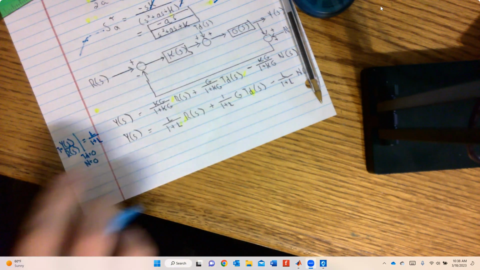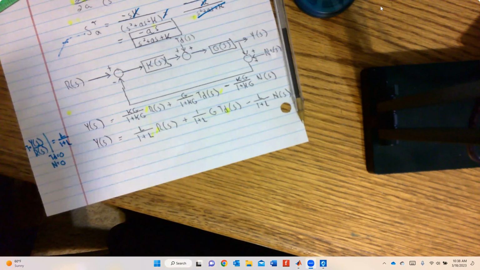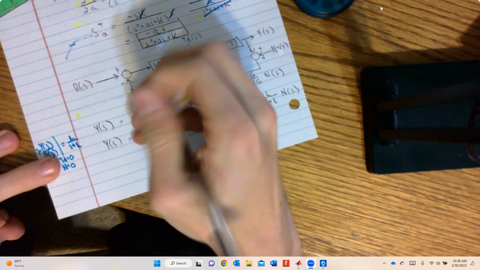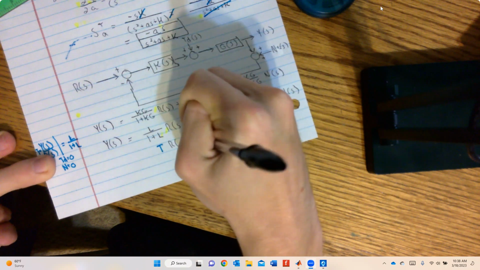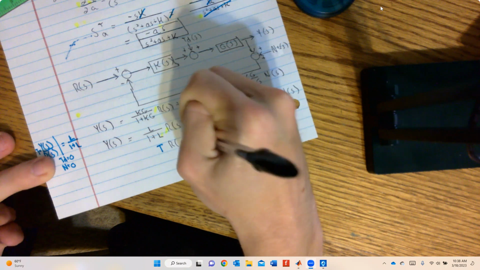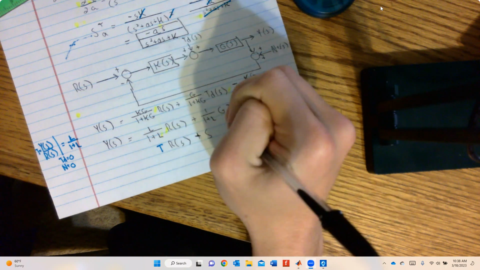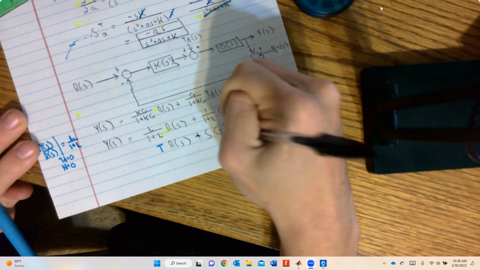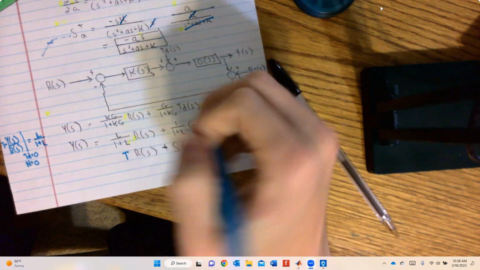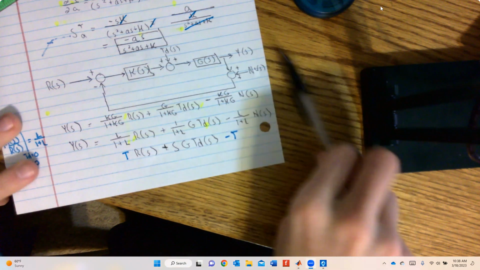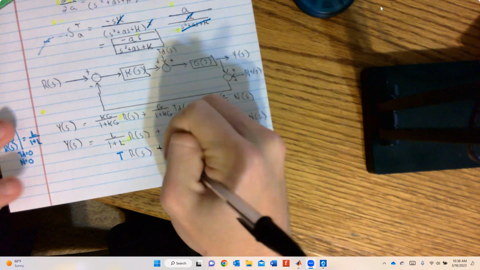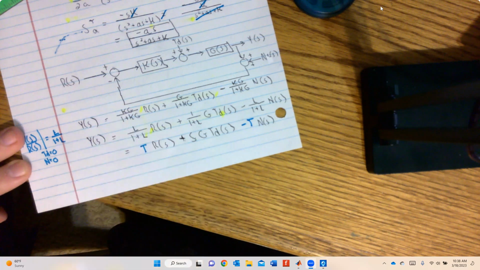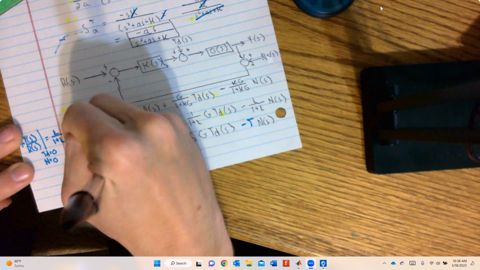So we like to call this here just our T, times R of s, plus, and then this is going to be known as the sensitivity, sorry, the sensitivity transfer function, S, times G of TD of s, and then minus T, because that's minus T, times N of s. So the sensitivity function is defined as the complement of the transfer function. So if you do 1 minus this, you're going to get 1 over 1 plus L of s. So this is your output, another way to write it.